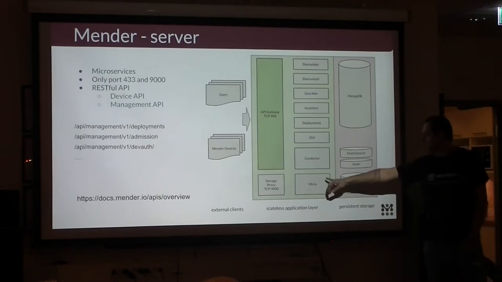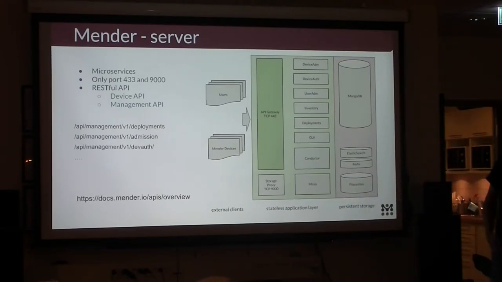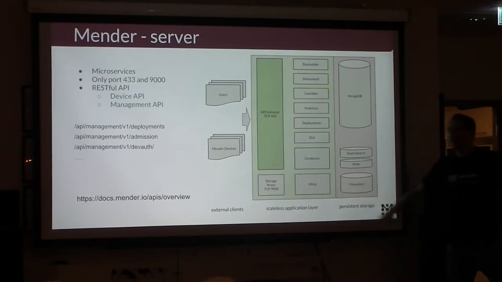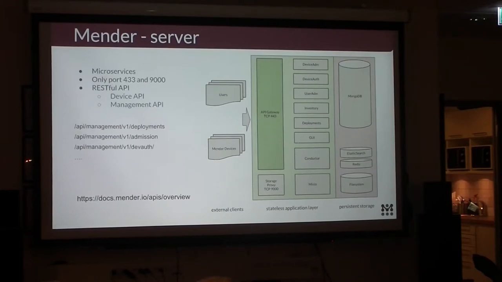Minio is where you store your updates. Minio is a drop-in replacement for Amazon S3. It's an API. We only have ports 443 and 9000 open, and 443 is the standard HTTPS port. The server exposes basically everything it can do through RESTful APIs. So we do provide a management front end, but if you want to do more, you can do it using the APIs. Even the front end is using the APIs. It's all documented in the documentation of these APIs.